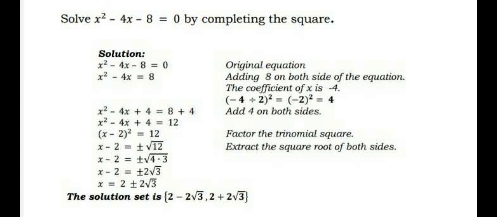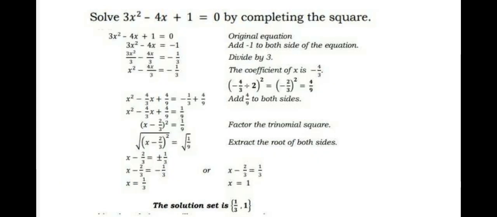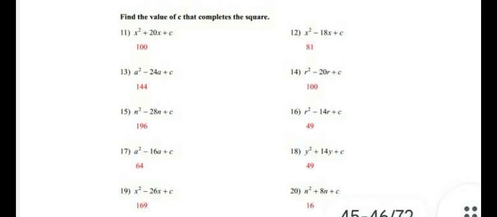So, solve x squared minus 4x minus 8 equals 0 by completing the square. So, na-solve naman na ito na sa taas. So, let's continue this in this solution. Original equation, adding 8 on both sides of the equation. The coefficient of x is negative 4, and add 4 on both sides. Factor the trinomial square. Extract the square root of both sides.